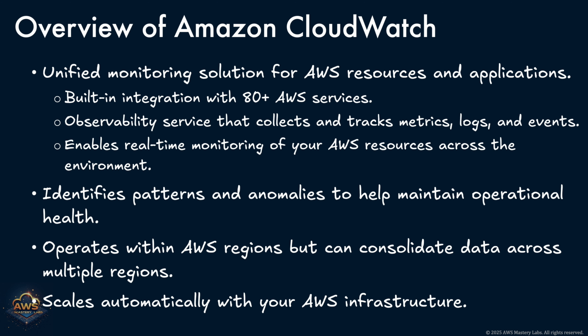With native integration to over 80 AWS services, CloudWatch can automatically start collecting metrics without requiring extra setup, saving you time and ensuring coverage across your environment. While it's a regional service, CloudWatch offers global data aggregation, so you can consolidate monitoring data from multiple regions into a single view, ideal for distributed applications. And finally, CloudWatch is built to scale automatically with your infrastructure. Whether you're running a single EC2 instance or managing a complex microservices architecture, you won't need to provision or manage any monitoring infrastructure. CloudWatch grows with you.